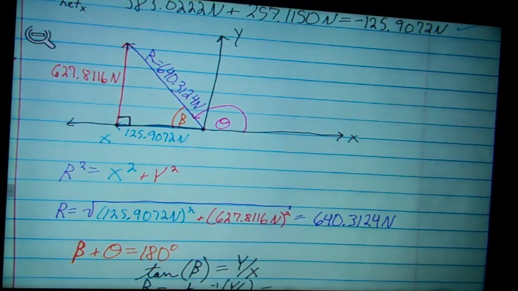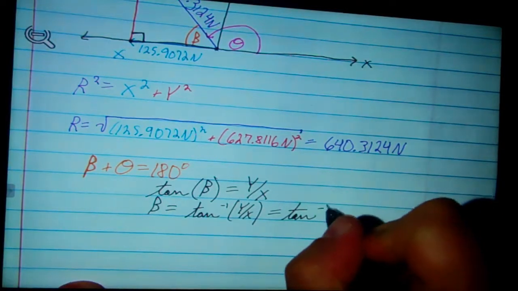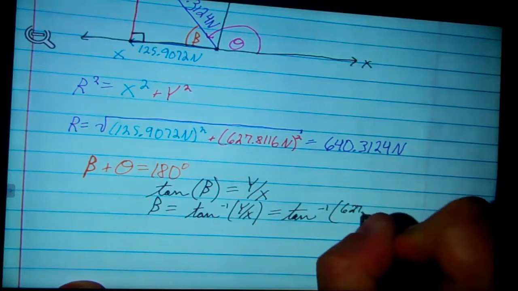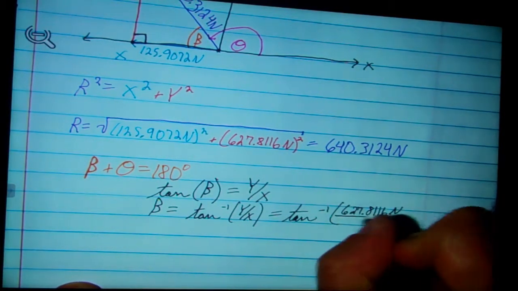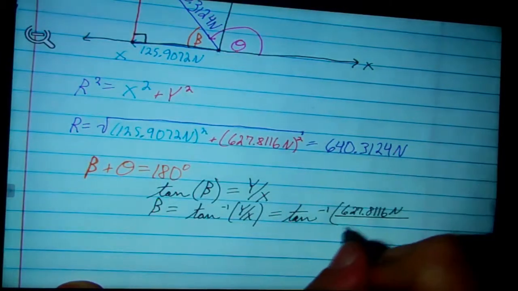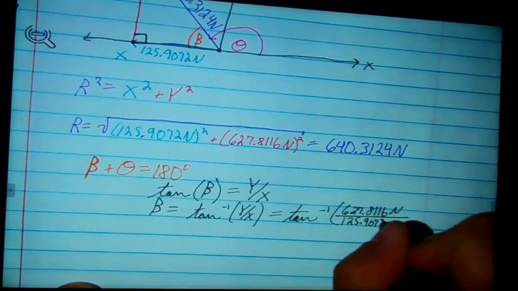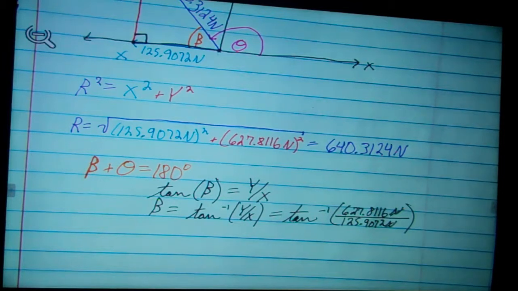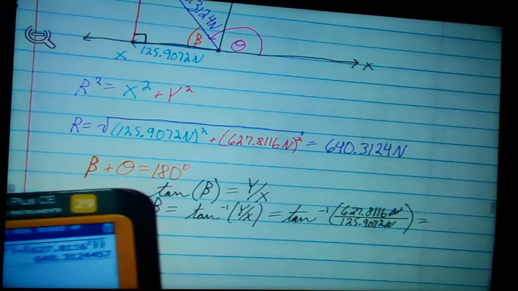So the inverse tangent, y is 627.8116 newtons divided by x, which is 125.9072 newtons. Newtons cancel, which is good. We're trying to find an angle here. And we'll go into the inverse.